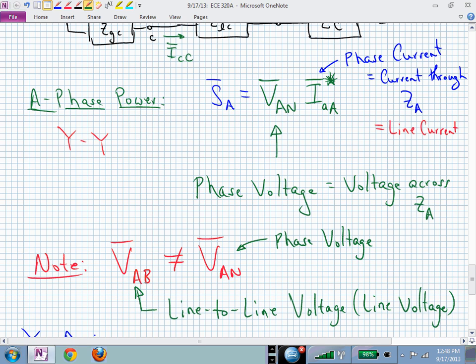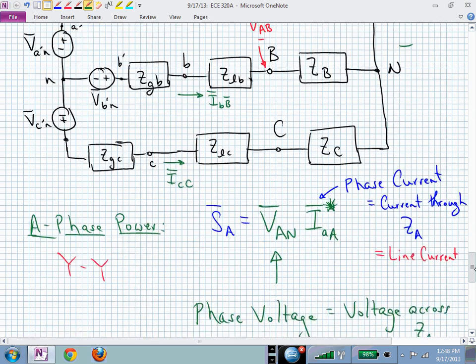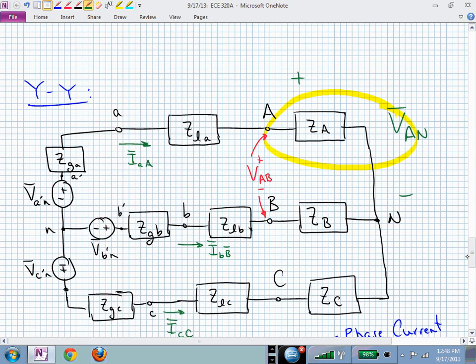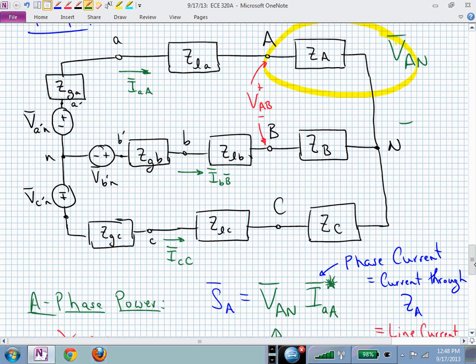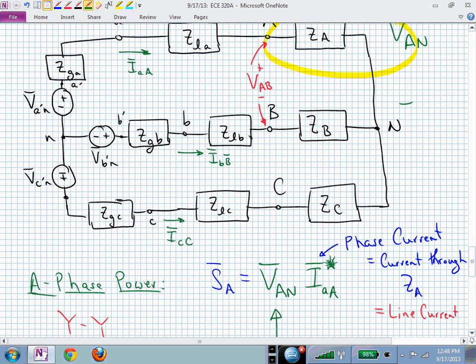Is that clear? How we would find the per phase power, complex power, in this interconnected structure for this Y connected load. We just look at the voltage dropped across the A phase impedance and the current through that A phase impedance, and then plug those into our standard formula, VI star.